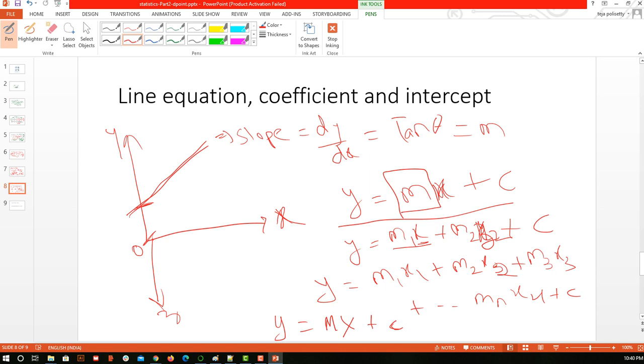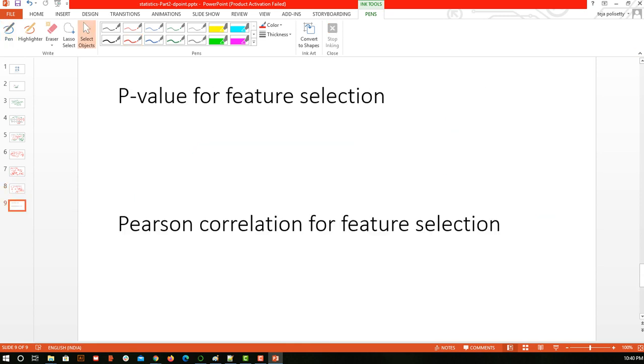So here this m is nothing but my coefficient. So this m1, m2, m3, all these are my coefficients along their respective axis, and c is my intercept. This concept we are going to make use of under linear and logistic regression, so that's why I told this. And let's go to our final topic, which is nothing but p-value for feature selection.